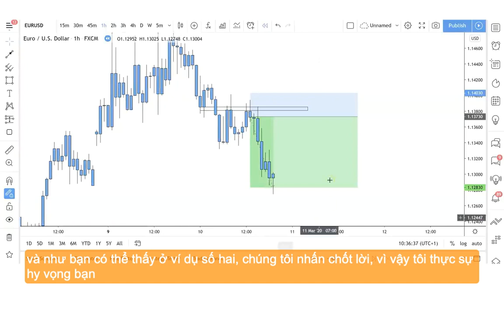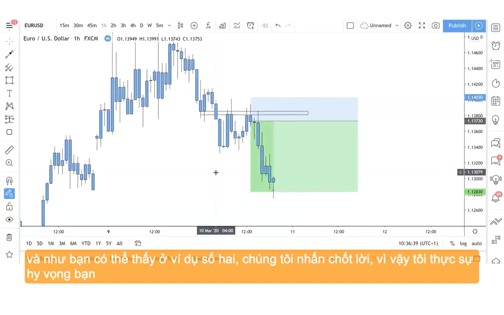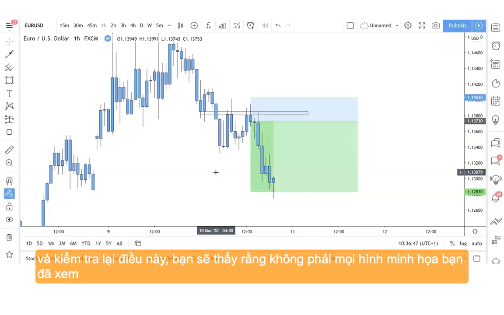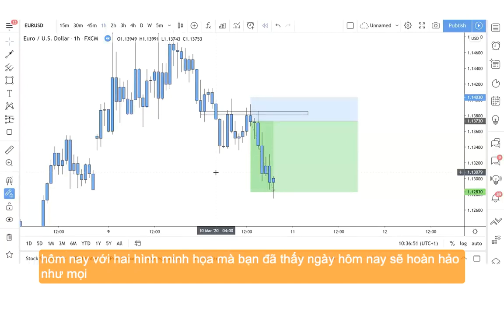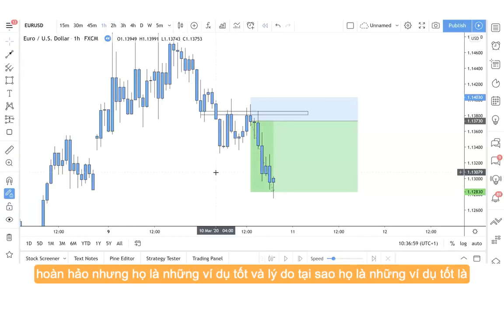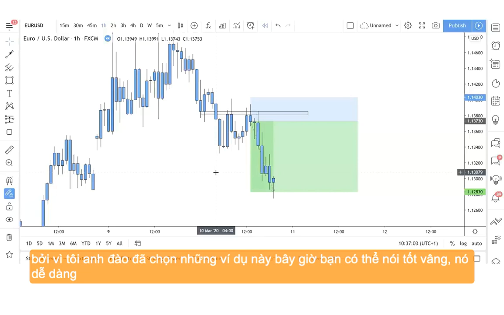And as you can see on example number 2, we hit take profit. So I really hope you found this useful. Now, I just want to make this very clear. When you go away and backtest this, you will find that not every illustration, or the 2 illustrations you've seen today, will be as perfect every single time. Now, I'm not claiming that these are perfect, but they're good examples. And the reason why they're good examples is because I cherry picked these examples.